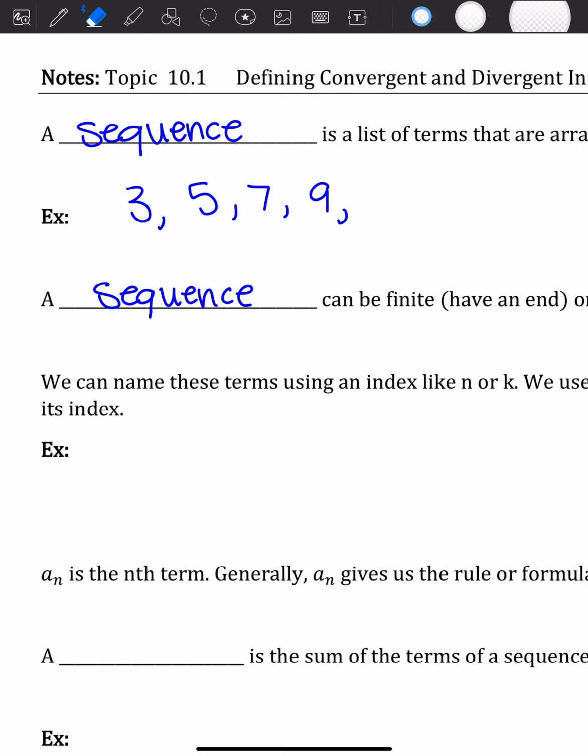versus here where it's finite. We are going to be dealing with more infinite sequences than finite, but knowing which one's which is helpful.